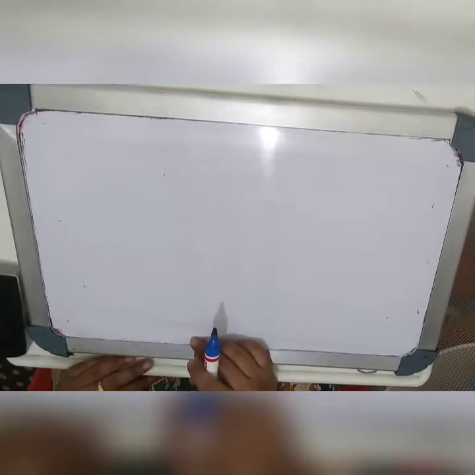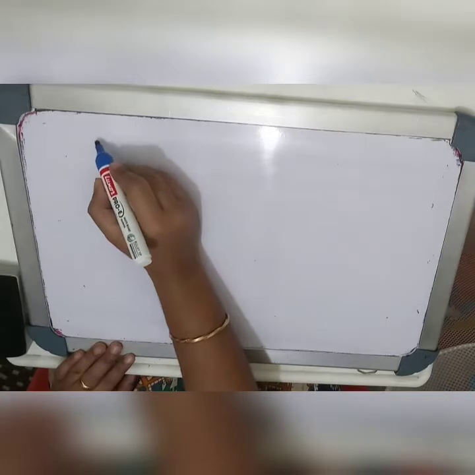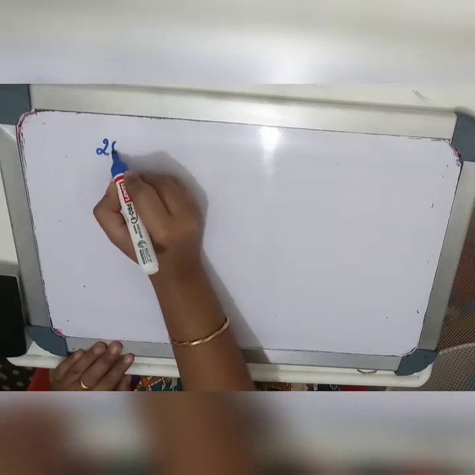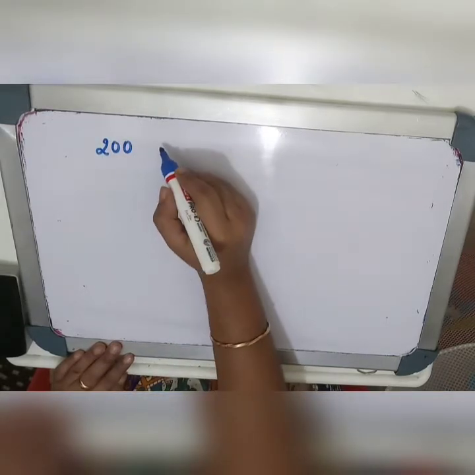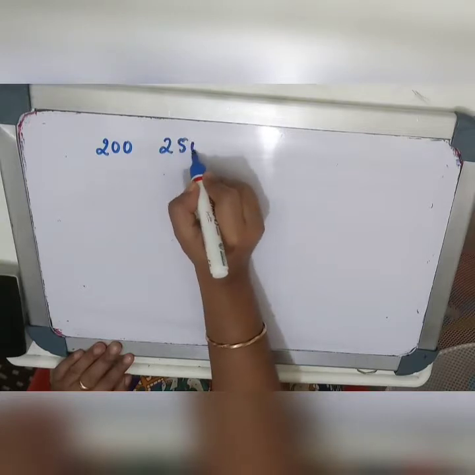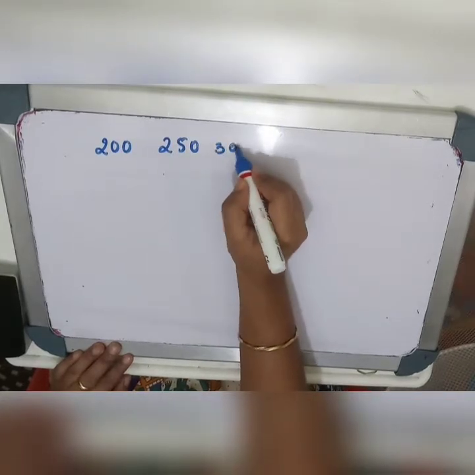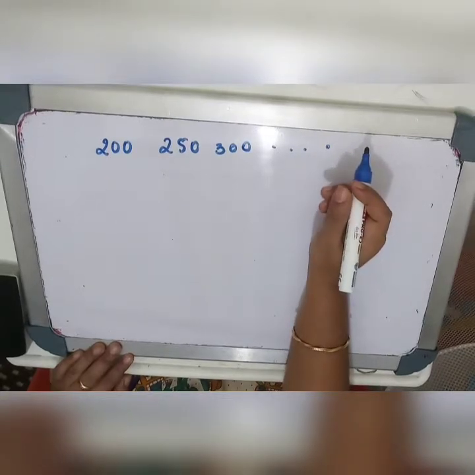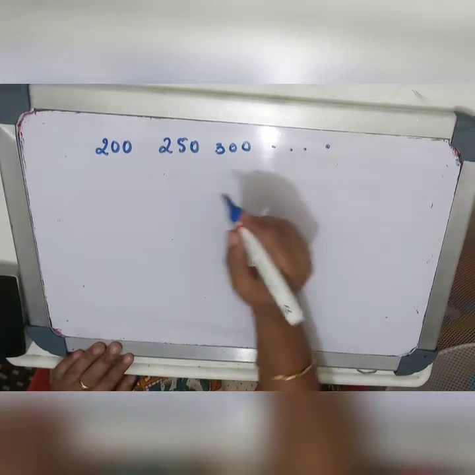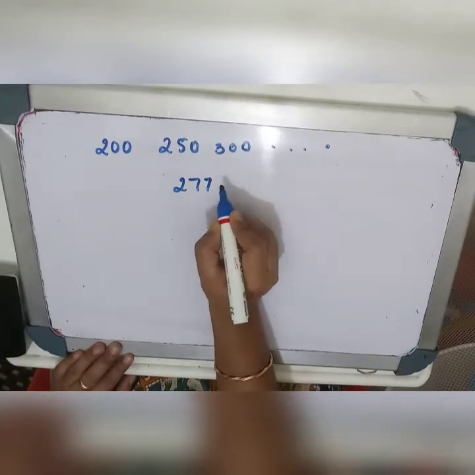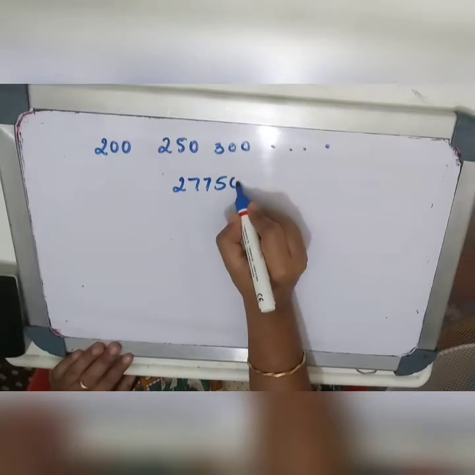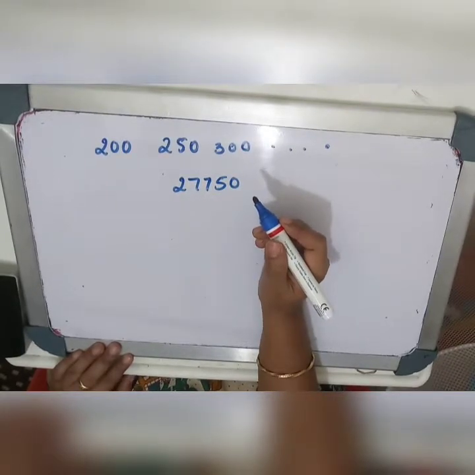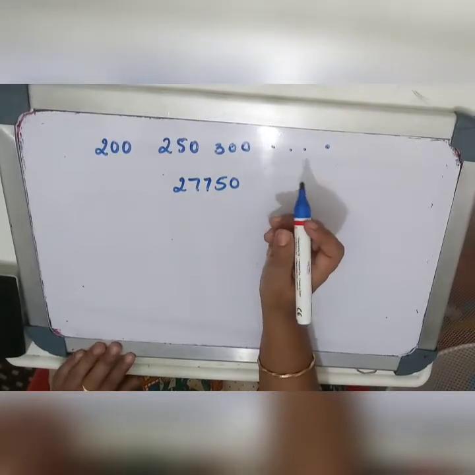Beyond a certain date as follows: Rupees 200 for the first day. So 200 for the first day. Therefore, the first term of the AP is 200. 250 for the second day, 300 for the third day, and so on. If the contractor pays a penalty of Rupees 27750, find the number of days delayed in the construction.